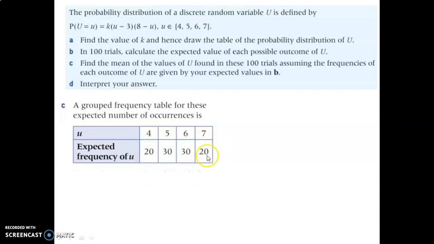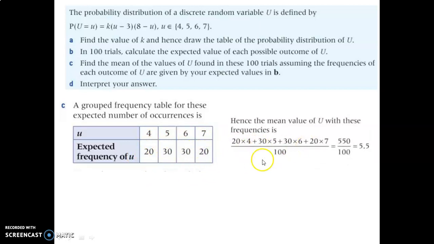And when we did mean for something like that, we basically have to add up those values and divide by 100. But we don't just say 20 occurs once, right? A 4 occurs 20 times, so you do 20 times 4. That means there's 20 4s occurring, and a 5 occurs 30 times, so you multiply that, and a 6 occurs 30 times as well, and so on. You multiply all those, divide by 100, and it tells you what the mean should be.